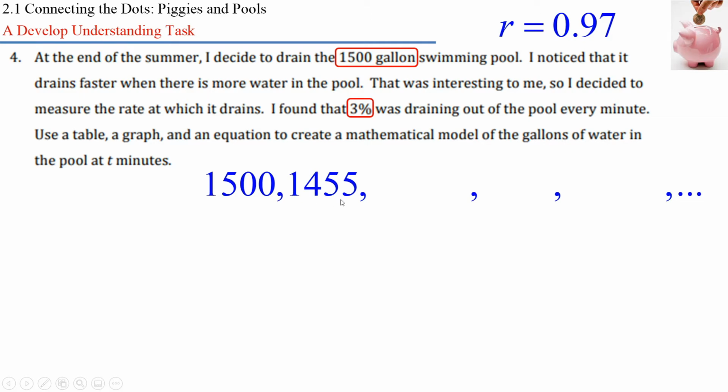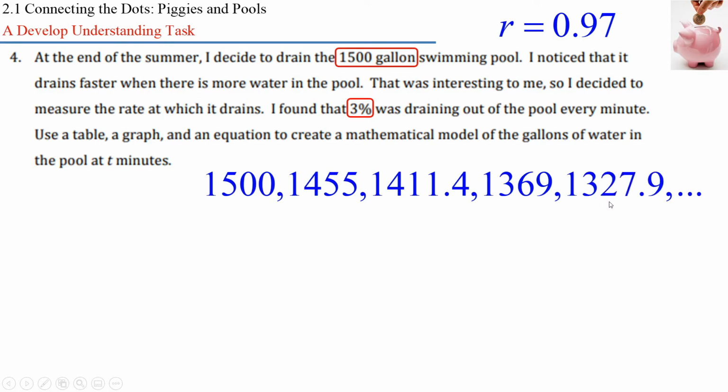Take this number times 0.97, and you will get 1,411.4. Take this number times 0.97. Do you see our pattern of change is multiplication by 0.97? And what do you get? 1,369. Now take this number and multiply it by 0.97 to get 1,327.9. There's our first model of the sequence.